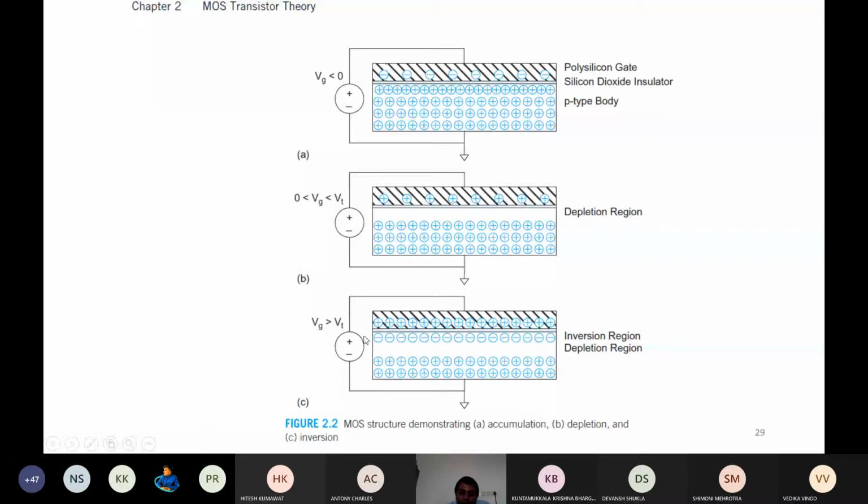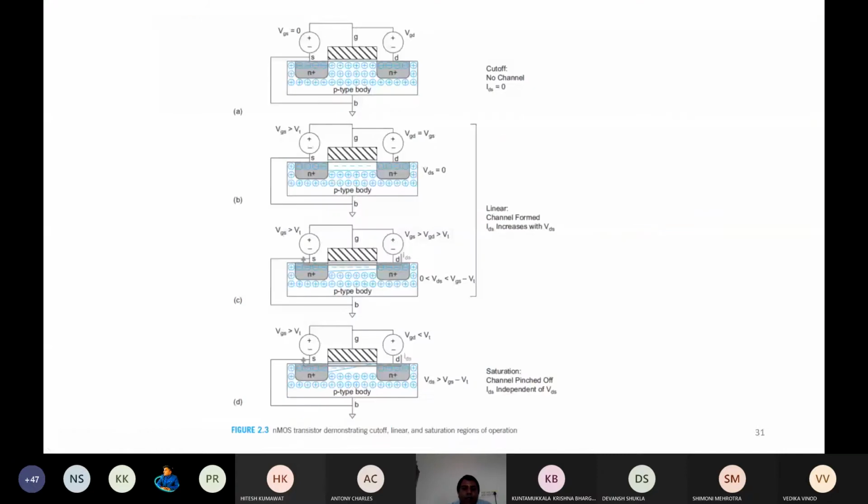If it is a MOSFET, then here the N plus source will be there, and on the right side the N plus drain will be there. Then it will provide a conducting path between the source and drain. That we will see in this picture. Previously the picture was shown for the MOS capacitor, but now we are seeing the picture for the N channel MOSFET. We are trying to understand the operation.